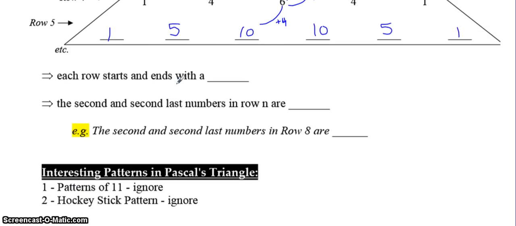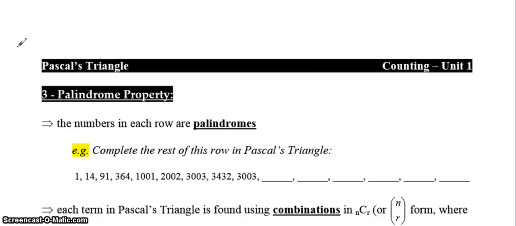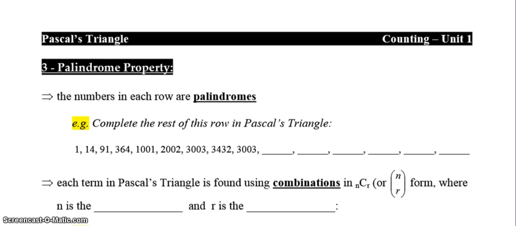So each row starts and ends with a 1. The second and second last numbers in row n are n, just like the second and second last number in row 5 is 5. So the second and second last numbers in row 8 are 8. In the computer activity, you can ignore the patterns of 11 activity and the hockey stick pattern activity, and you move to the palindrome property.